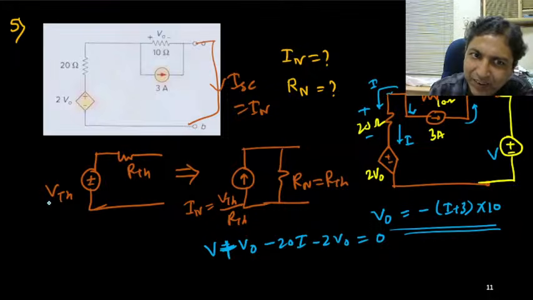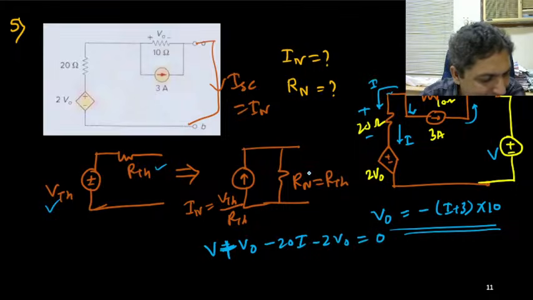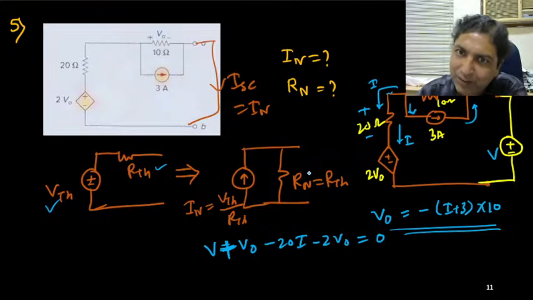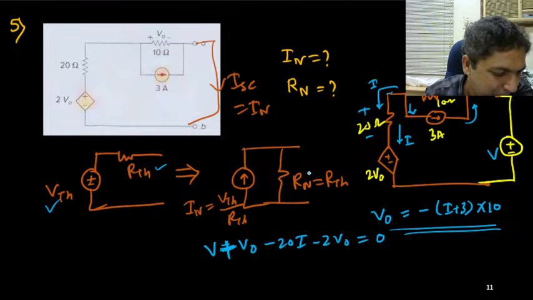So first find VTH, RTH, then convert it to I and RL. Okay, I hope you can do these things. Please solve this problem and let me know your answer in the comment section.